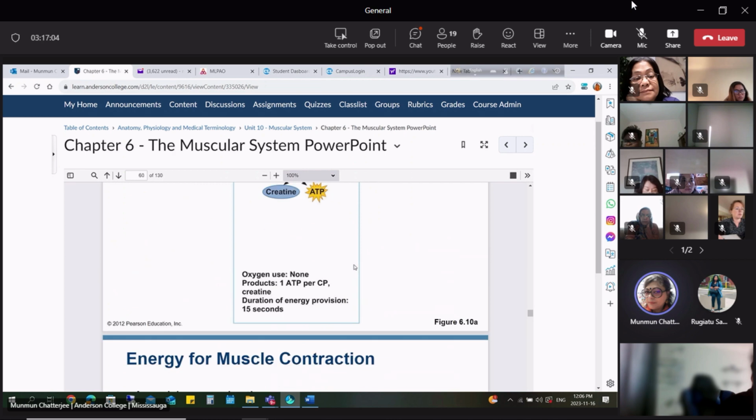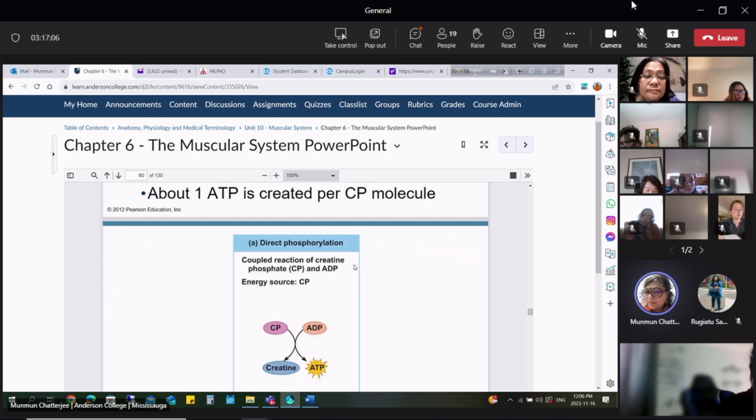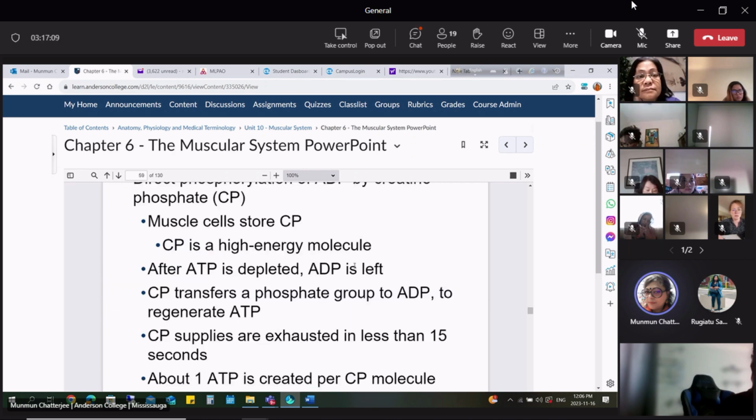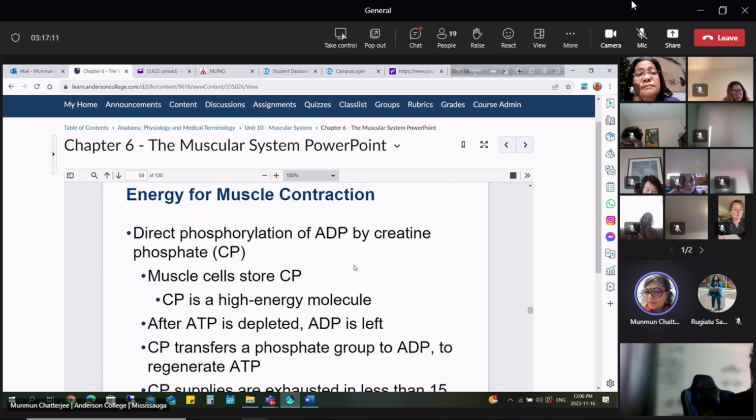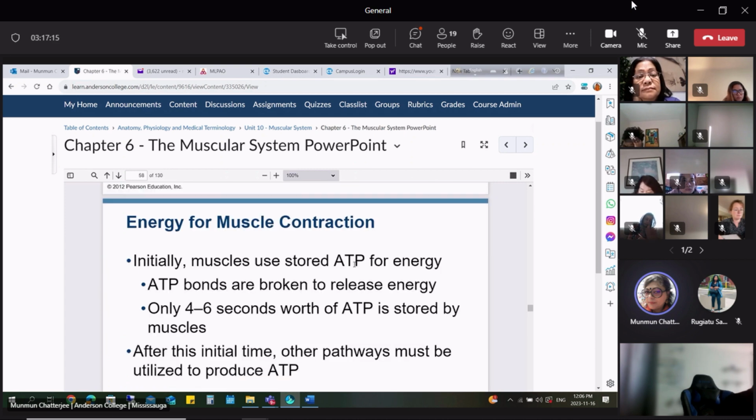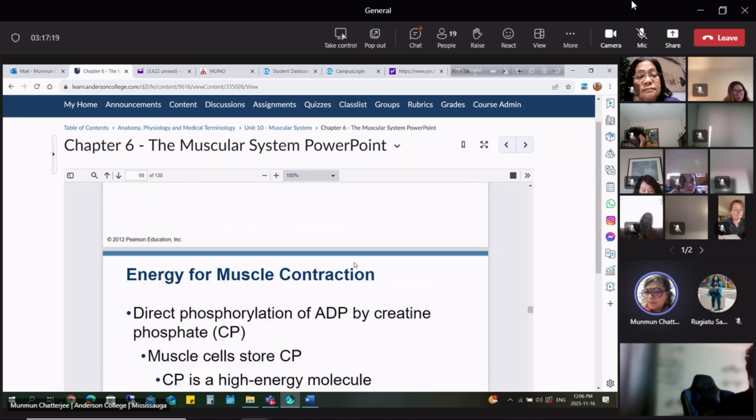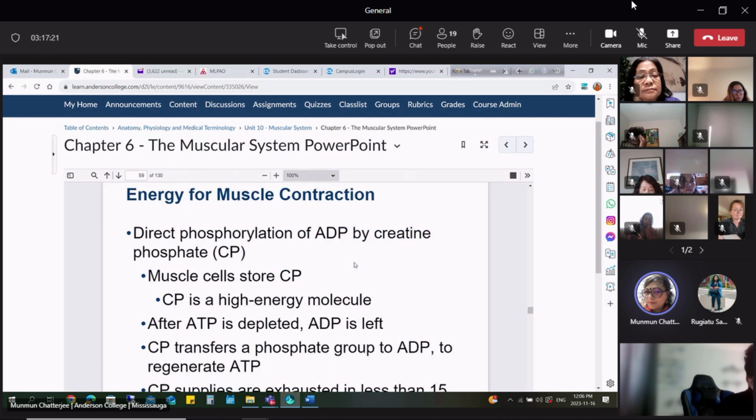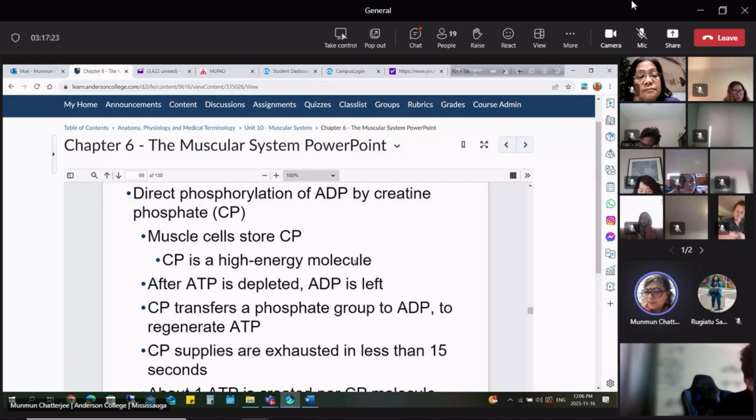Okay, so we are almost done. I am going to leave it here because this is too much to study. You don't need these things. Only this slide is okay. Slide 58. What is 59? Direct phosphorylation. These are all research topics. Creatine phosphate, high energy molecule. These questions are not going to come anyway.